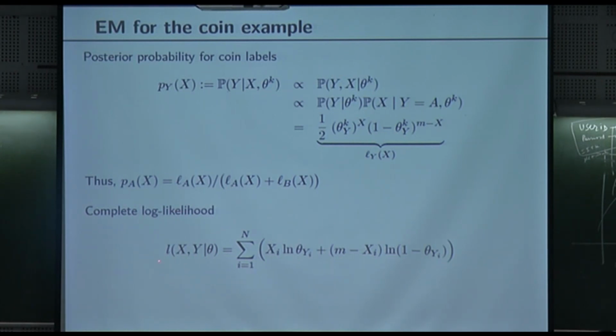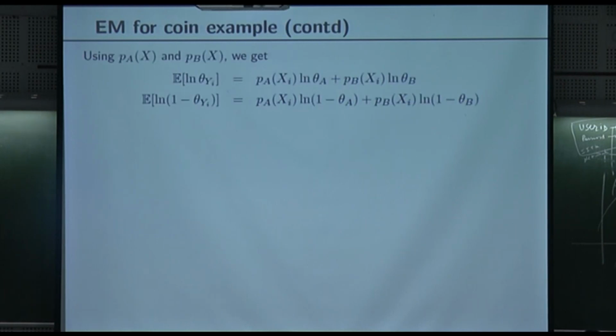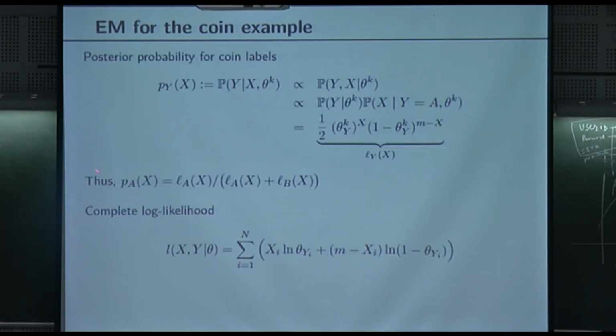The complete log likelihood is x_i log theta y_i. x_i is the result of the coin toss, theta y_i is the corresponding coin. We don't know what theta y_i is, so I'm going to take the expectation of this. There is a second part, which is m minus x_i times log 1 minus theta y_i. This is the heads, these are the tails. The y_i's are the labels for the coins. We don't know what the coins are, but using these probabilities I will be able to compute the expectation of this.